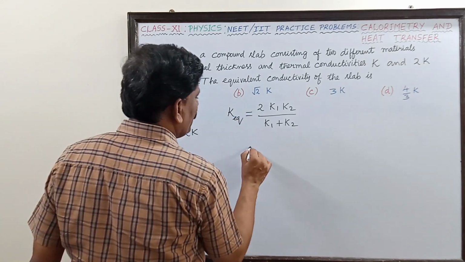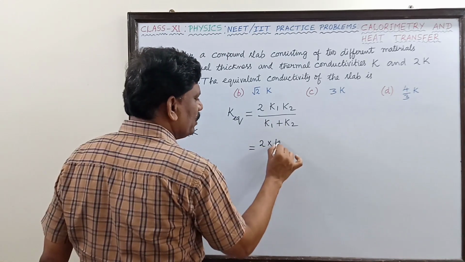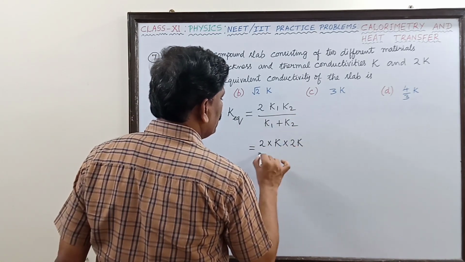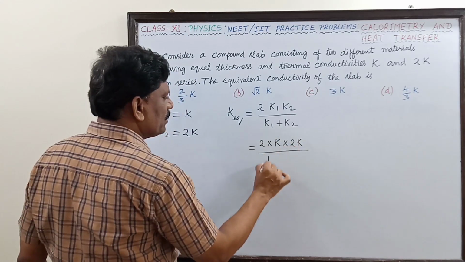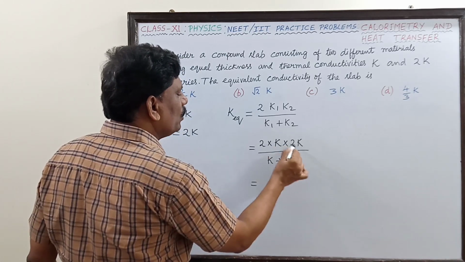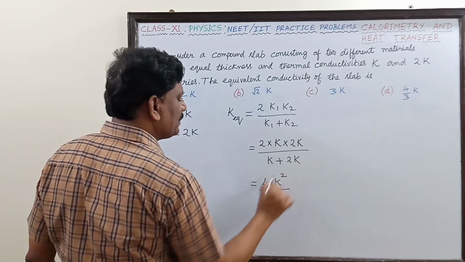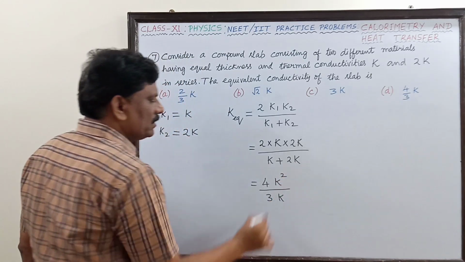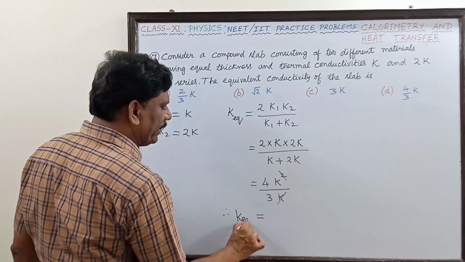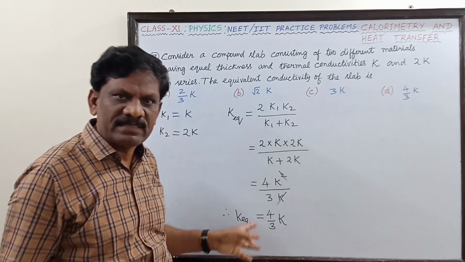So applying this formula, K equivalent must be equal to 2 into, instead of K1 you substitute K, instead of K2 you substitute 2K, divided by K1 plus K2, so this is K plus 2K. Now in the numerator 2 into 2 is 4, so 4K square divided by K plus 2K is 3K. So the K in the power 2 and the K get cancelled, remaining, therefore we get K equivalent is equal to 4 by 3 times K. So this is the answer.